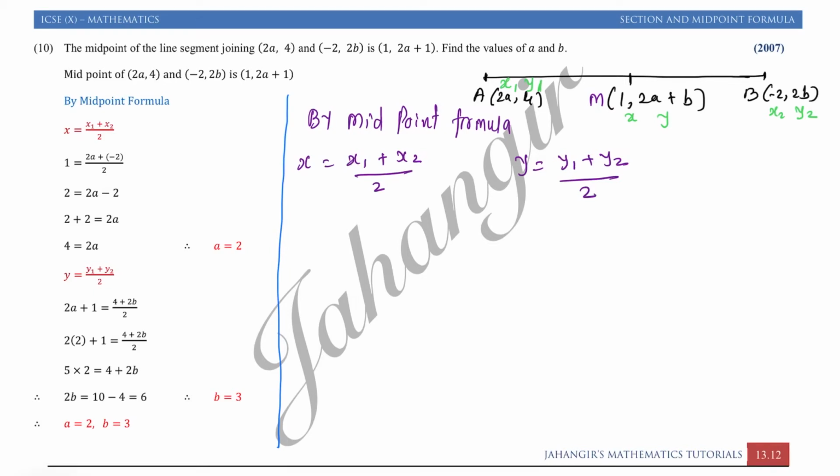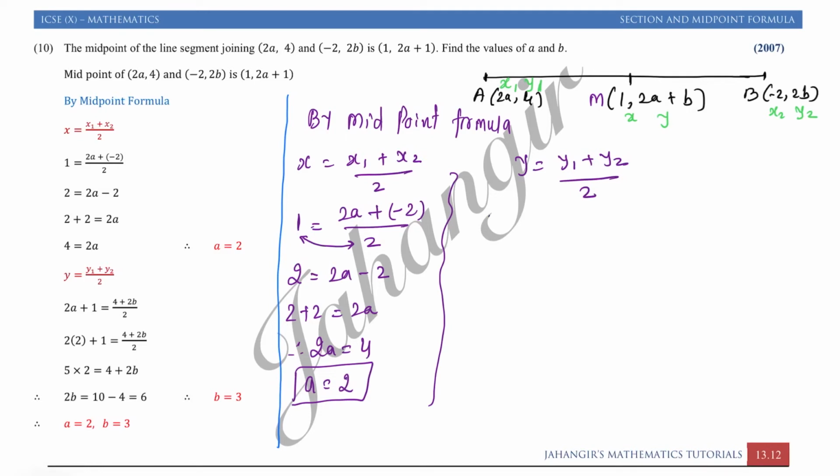So first I can substitute x1 is 2a plus x2 is minus 2, upon 2. So let us cross multiply. 1 into 2, this 2 you can cross multiply, is equal to 2a minus 2. Minus 2 you can shift, 2 plus 2 is equal to 2a. So therefore 2a is equal to 4, a is equal to 2.